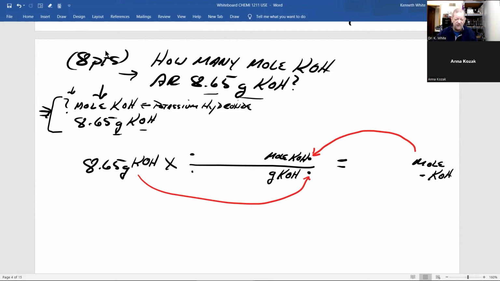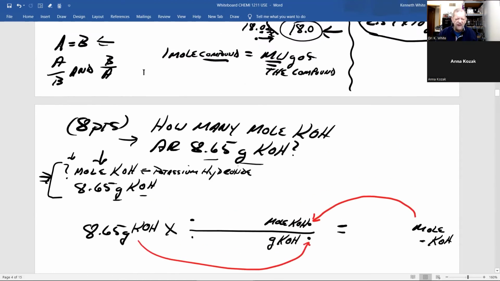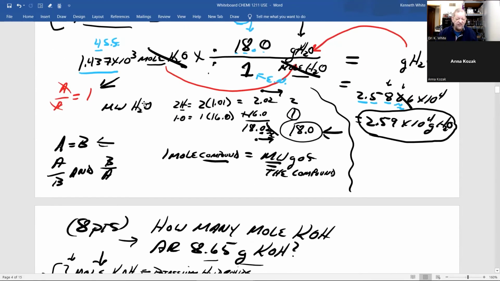Now, where do we get the numbers that go in that ratio? Well, if you look at important information, test number 1, which I have to redo on the blackboard, you'll see 1 mole of a compound equals the molecular weight of the compound. And also, I'll write here the molecular weight in grams of the compound equal the sum of the atomic weights in the compound.